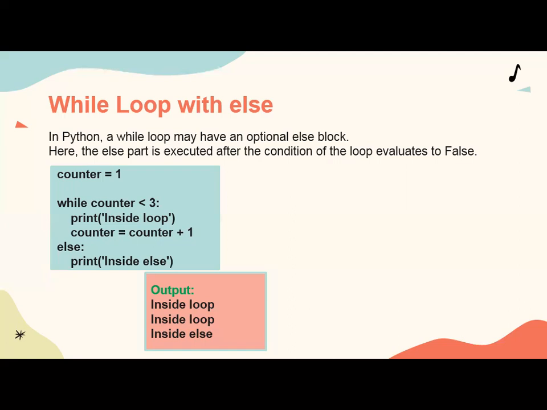The condition is counter less than 3, not counter less than or equal to 3. So the loop executes 2 times only. The first time inside the loop, the second time inside the loop, it prints the statement inside the loop. After that, the else statement will be executed.